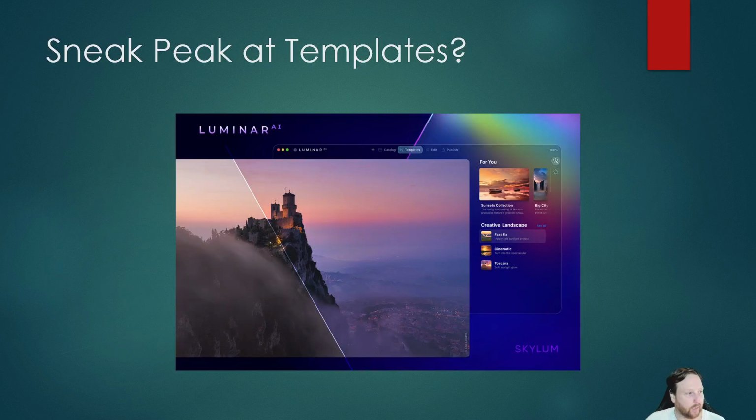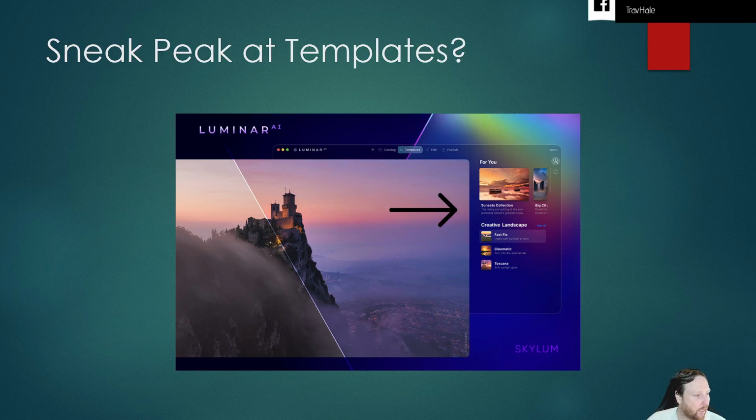So to give a bit of an idea on templates, what you'll see here is a landscape image. And basically what it's done on the left-hand side, I believe, is the before, and on the right-hand side is the after. But I really want you to see on the right-hand side of the image, you'll see a For You and a Creative landscape. Now, what this is doing is this is looking at the image and understanding that, okay, this is a landscape and it's either sunrise or sunset or something similar. I think sunset in this case.